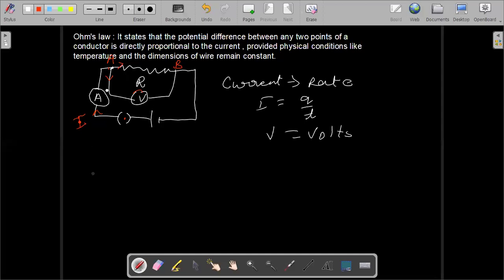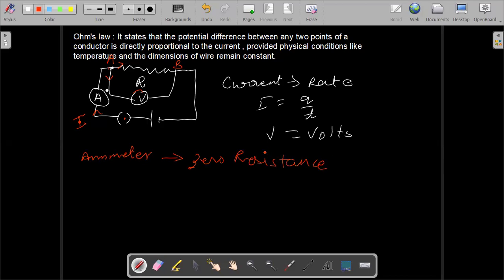So another point we noted here, that our ammeter has zero resistance. An ideal ammeter has zero resistance, whereas a real ammeter will have a small amount of resistance.